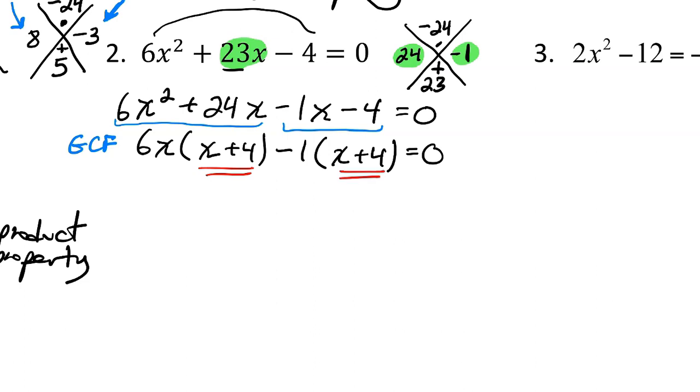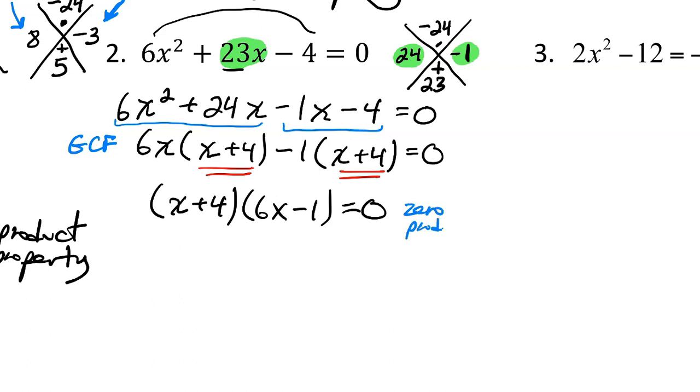And we're going to factor out that x plus 4 from each of those terms. And we're left with the stuff on the outside. So this is our factorization. And then we use the zero product property.